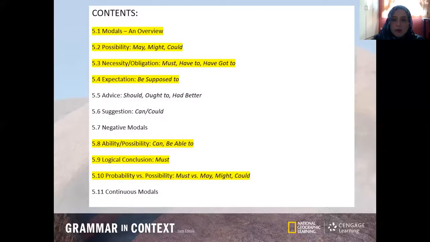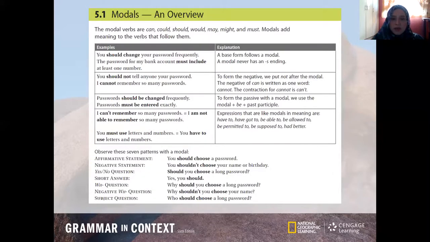Okay, so modal verbs, I don't know how many of you know or understand about it. No matter, we're going to go through it. Next slide. Okay, modal verbs, an overview. So first of all, I want you to understand what modal verbs are, okay? Sometimes they are called helping verbs, or sometimes even auxiliary verbs. But modal verbs are words like can, could, should, would, may, might, must, okay?